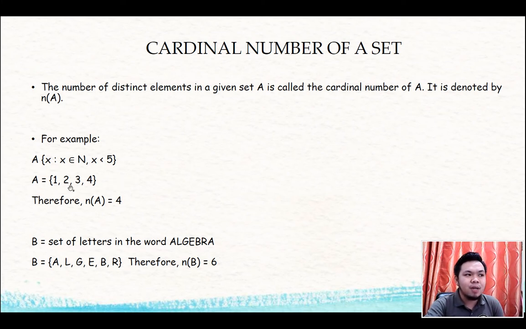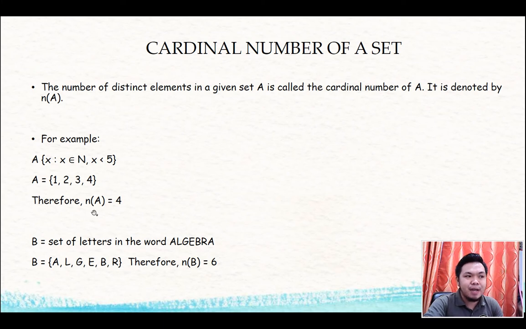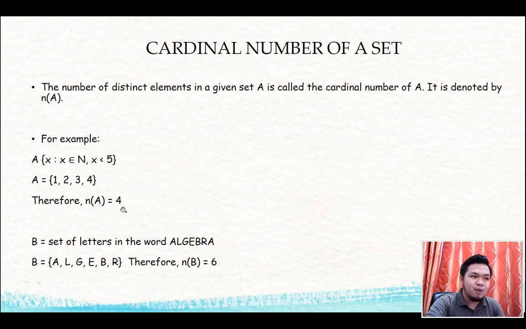A is equal to 1, 2, 3, 4. So, ibig sabihin po, si A, ang mga elements niya ay hindi tataas sa 5. Kasi nga po si 5 ito. So, therefore, ang kanyang cardinal number ay N, A, or parenthesis A is equal to 4. Ayan po yun. One example.